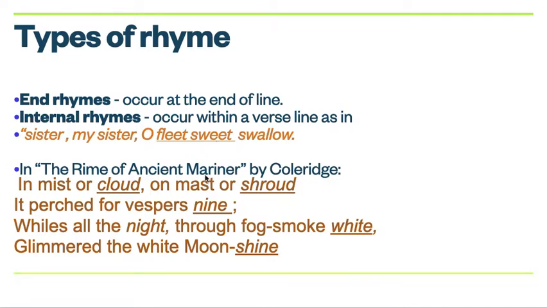Let's take another example from Coleridge's poem, The Rime of the Ancient Mariner. 'In mist or cloud, on mast or shroud, it perched for vespers nine, whiles all the night through fog-smoke white glimmered the white moonshine.' Here cloud and shroud rhyme, and nine and shine rhyme, and there is an internal rhyme, night and white. So these are examples of internal rhyme and end rhyme.